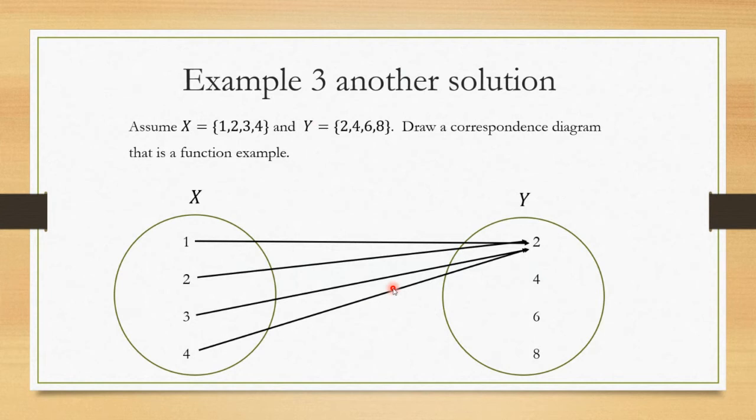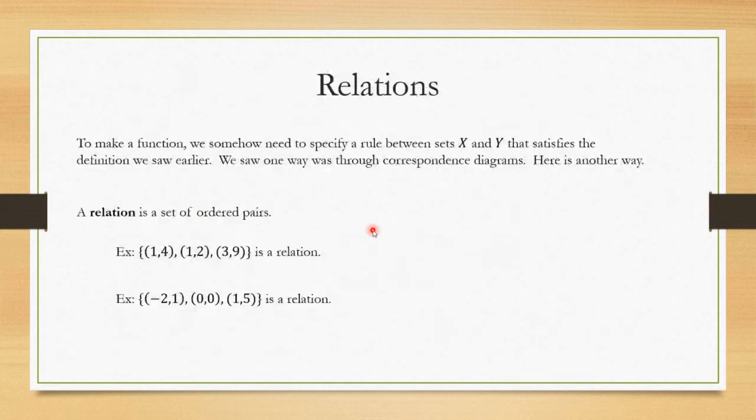Remember also, as I said already, with a function, the whole point is you want to define somehow that rule that takes each input from the domain and gives you back an output. You want to somehow specify that rule. Here, we're specifying that rule using a correspondence diagram. But there's other ways we could specify that rule. We can use relations. So let's consider relations now.